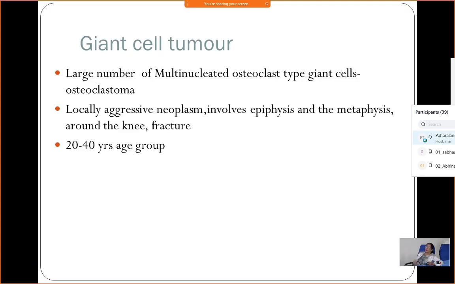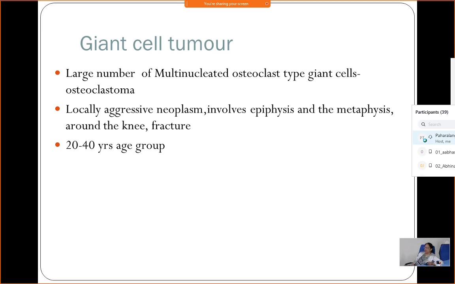So there are a large number of multinucleate osteoclast-type giant cells. So it is also called osteoclastoma. It is considered locally aggressive, involving the epiphysis and also the metaphysis. The main site is around the knee and the patient may come with a fracture. And the age group you have to remember is 20 to 40 years.